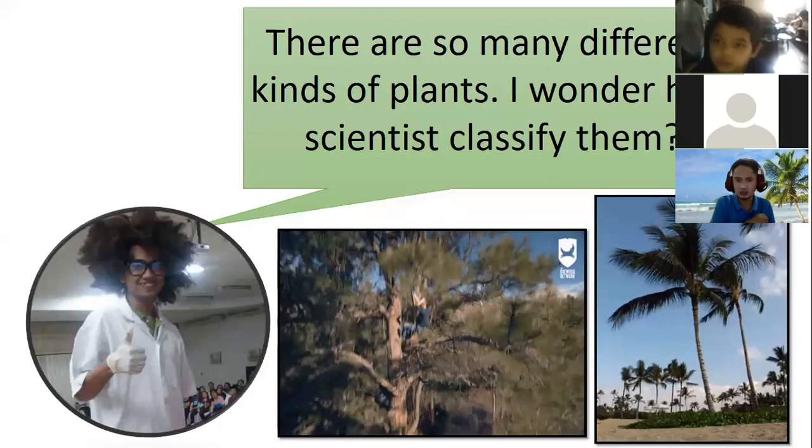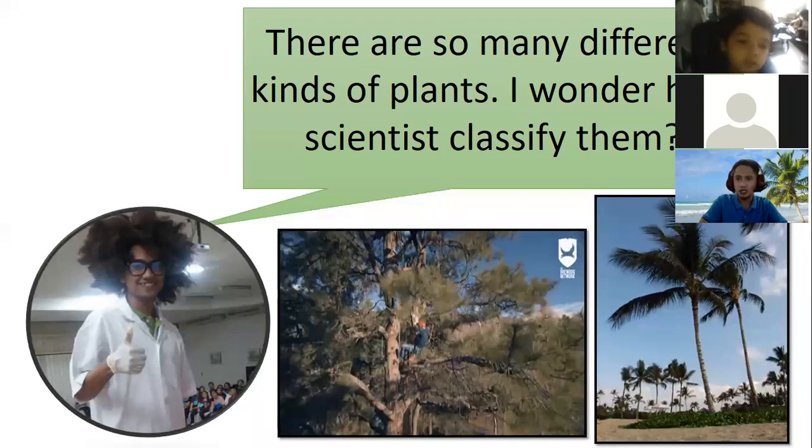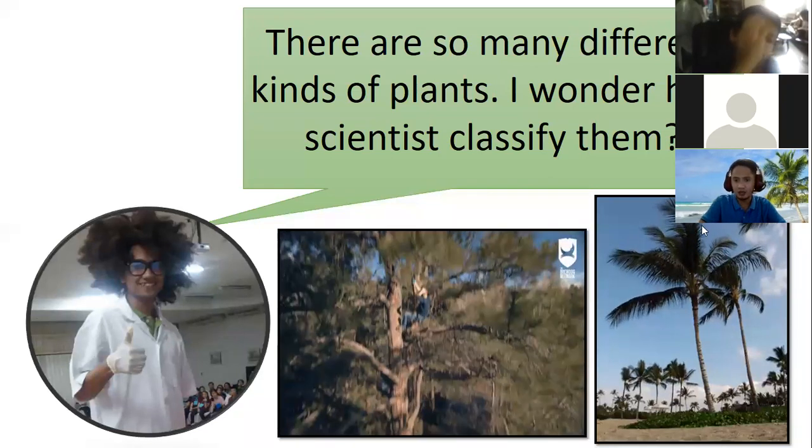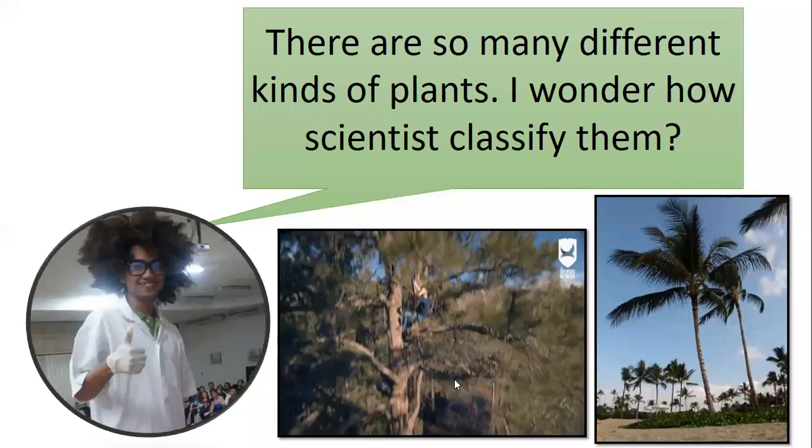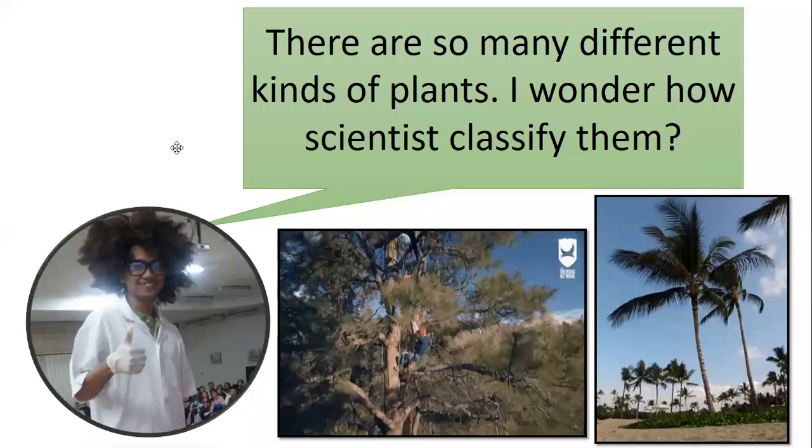And there is a question here. This is your scientist for today. Do you know who this is? Can you see my screen? Edwin. There are so many different kinds of plants, right? I wonder how scientists classify them. There are many plants, thousands, millions of plants. But how do they classify them? Who raised their hand? Do you want to answer?